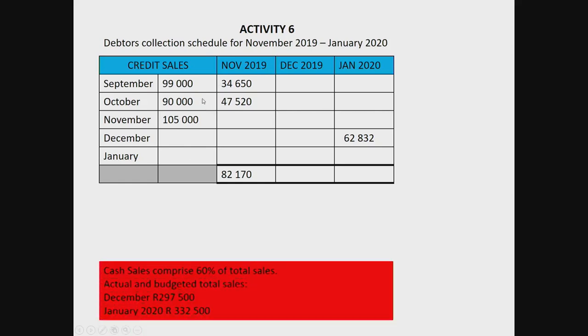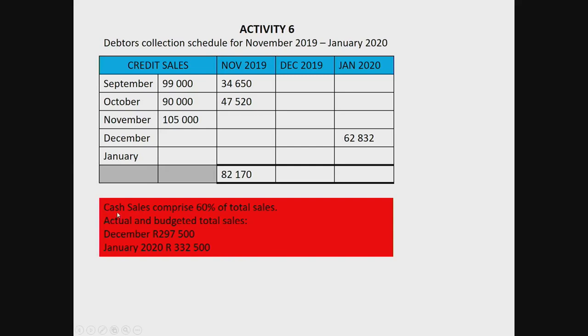If we look at the information they're giving us, cash sales is 60% of the total sales. The actual and budgeted total sales for December is 297,500. If 60% is cash, then the remaining 40% will be credit, because together the total sales is equivalent to 100%. So to calculate the credit sales for December, we go to the total sales for December and multiply by 40% so that we can get the 119,000.